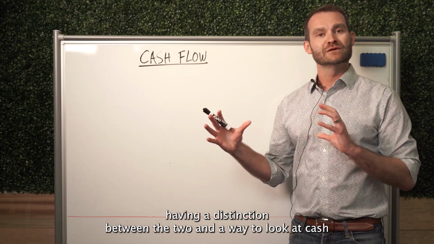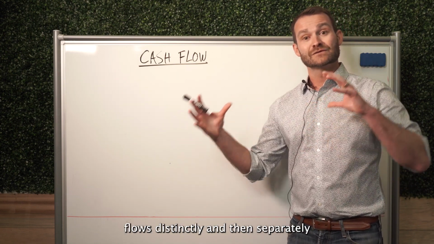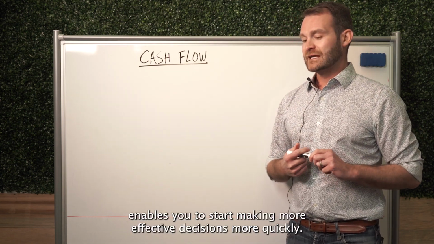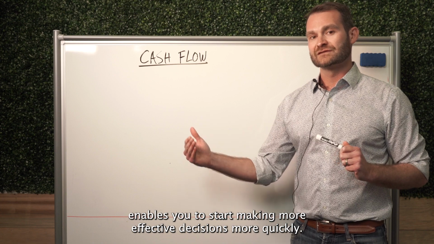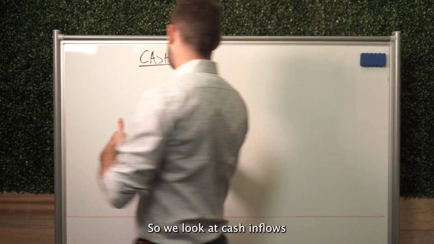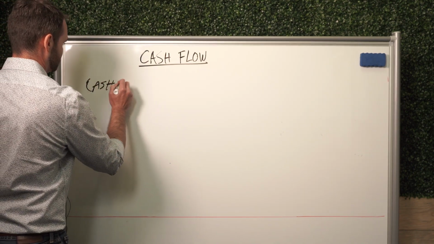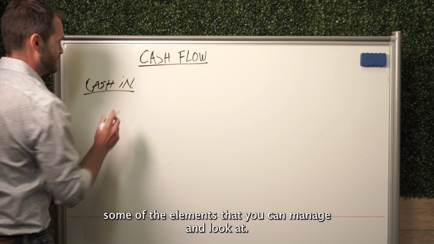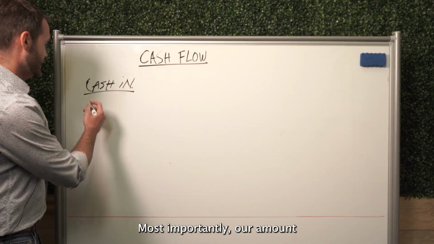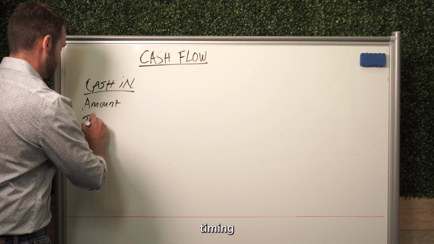Having a distinction between the two and a way to look at cash flows distinctly and then separately and together, contracted and pipeline, enables you to start making more effective decisions more quickly. So when we look at cash inflows, for right now, some of the elements that you can manage and look at, most importantly, are amount, timing.